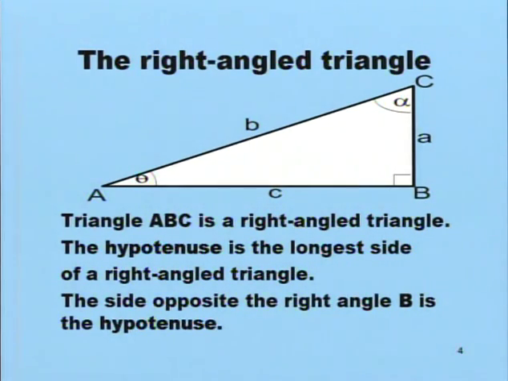Opposite B, we label that side little b, which is called the hypotenuse. C is called the base and A is called the height. Triangle ABC is a right-angled triangle. The hypotenuse is the longest side of a right-angled triangle. The side opposite the right angle B is the hypotenuse.